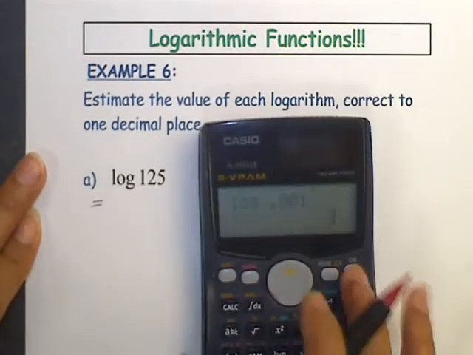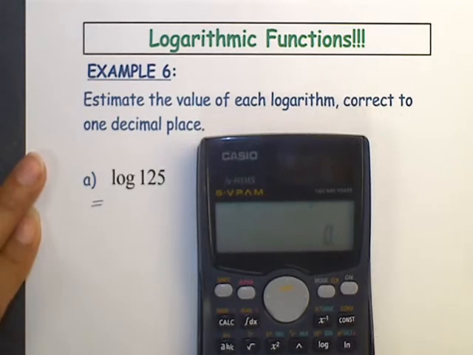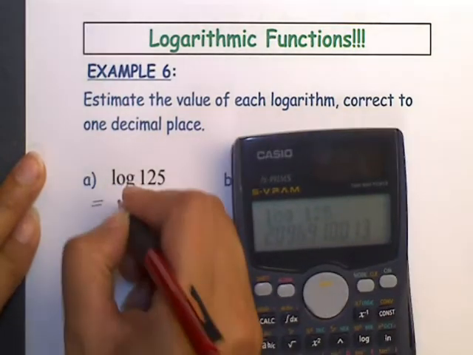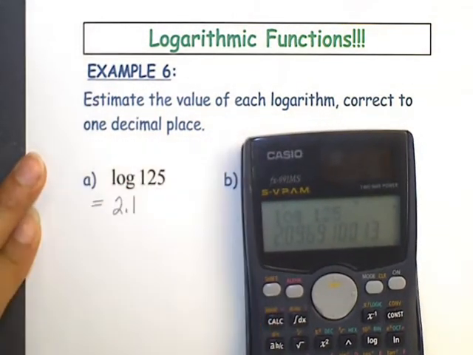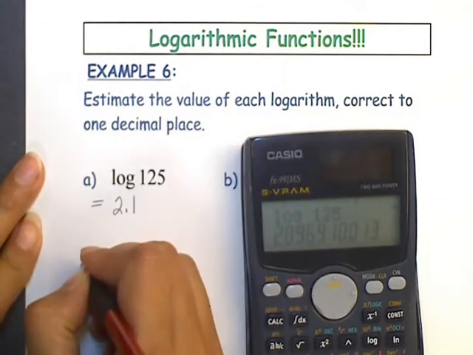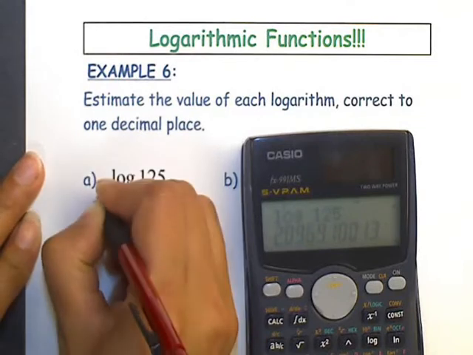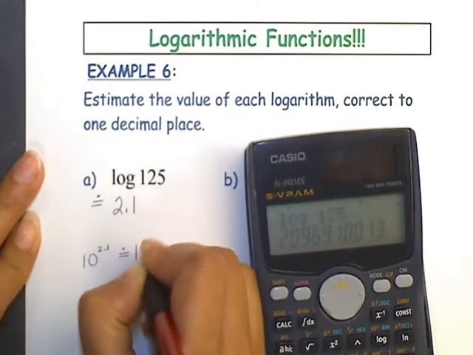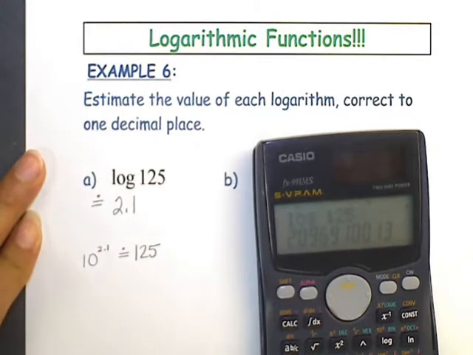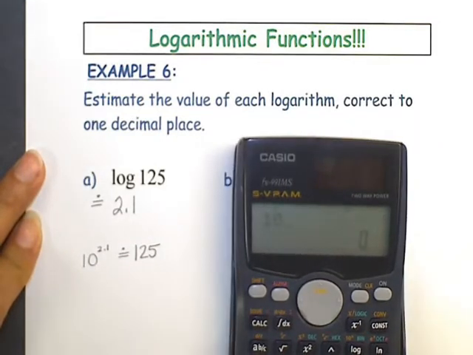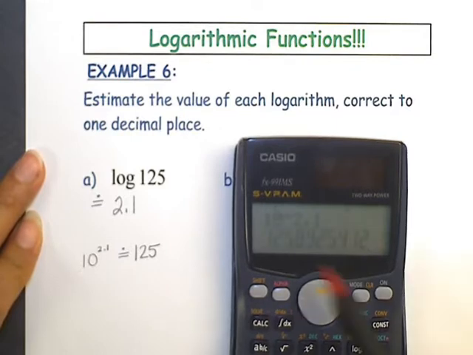So I can just look at the log of 125 and get an answer of, to 1 decimal place, 2.1. Okay, so what this means is that 10 to the exponent 2.1 approximately is equal to 125. And I can check that just by typing it into my calculator quickly. And you get an answer that's close to 125. It won't be perfect because you did have to round your answer, but it's pretty close.